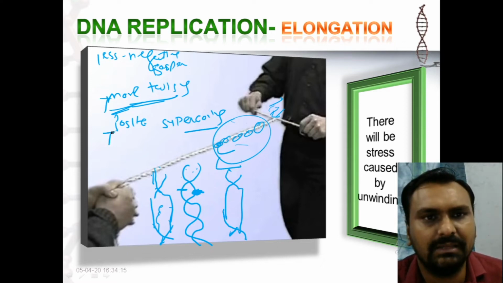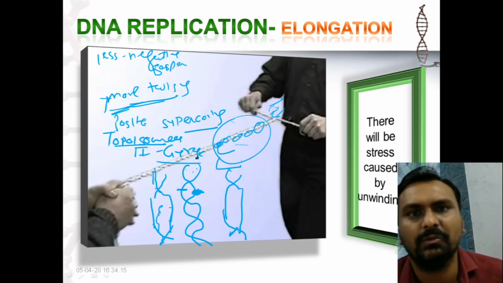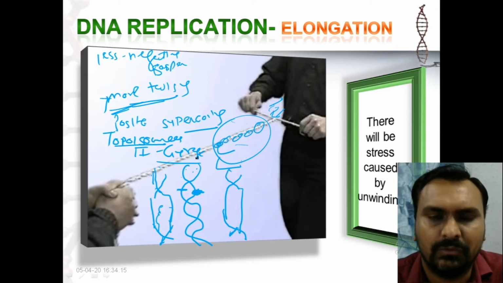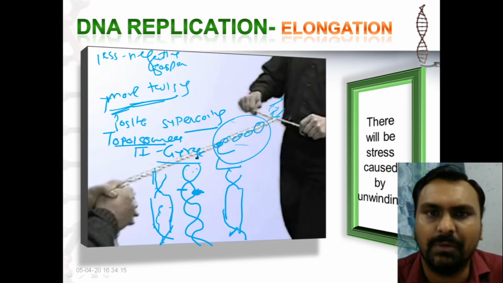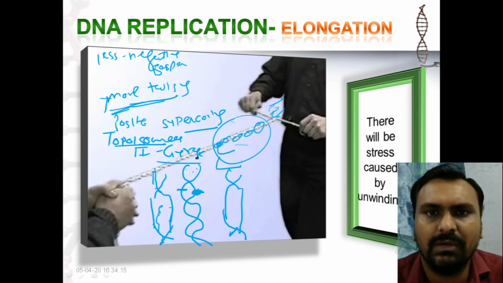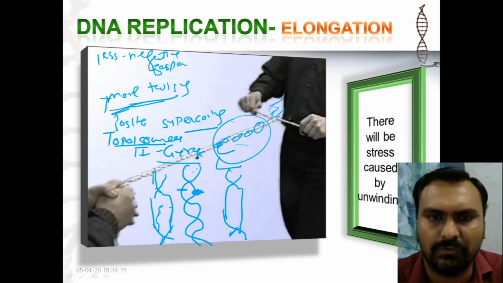Topoisomerase 2 is also called gyrase. So topoisomerases are the enzymes that prevent the supercoiling of the DNA. If there is supercoiling, then DNA polymerase cannot act. That's why this prevention of supercoiling is very important. Okay, you can see many videos regarding topoisomerase action on YouTube also.